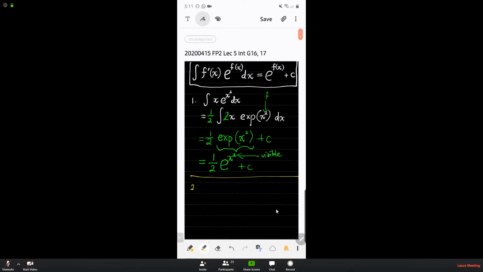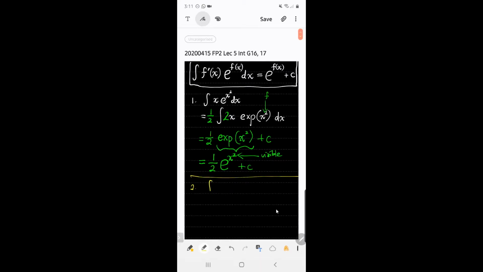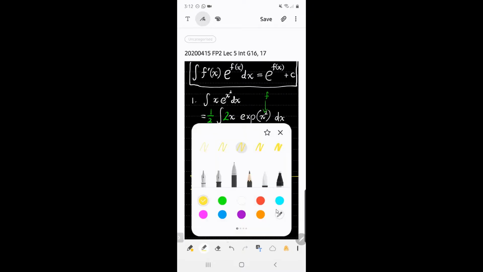Question number 2, I ask you to integrate x squared followed by exp bracket negative x squared dx. No, I think it's x cubed. This one is x cubed. Now I need to make sure that the f prime exists in front.